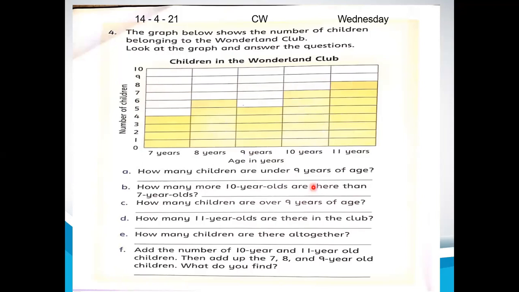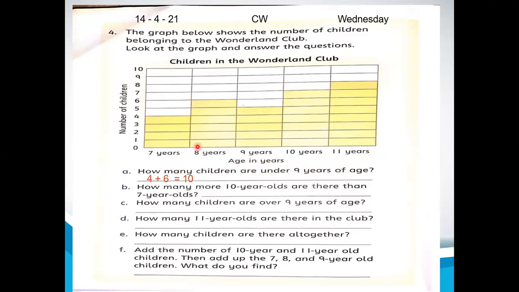So now we can answer the questions. Number A, how many children are under 9 years of age? How many children are under 9 years of age? What we will do, because the question is under 9 years of age. They have not asked how many children of 9 years of age. They have asked under 9 years of age.